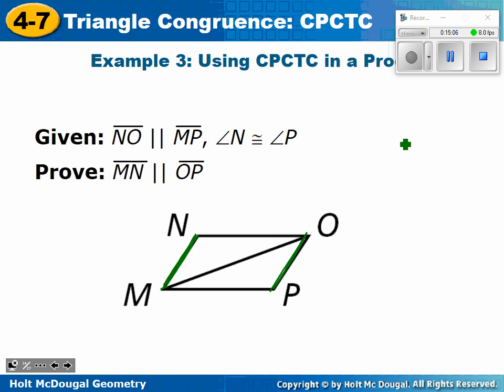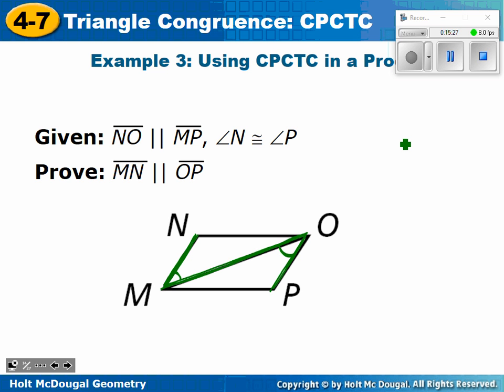Good, Weston. Do you guys see that this is a transversal? And then if we could maybe get this angle congruent to this angle, then we would have the converse of the alternate interior angles theorem. Okay, so what I have in green is what our goal is. We've got to get there, but we don't know that information yet, right?